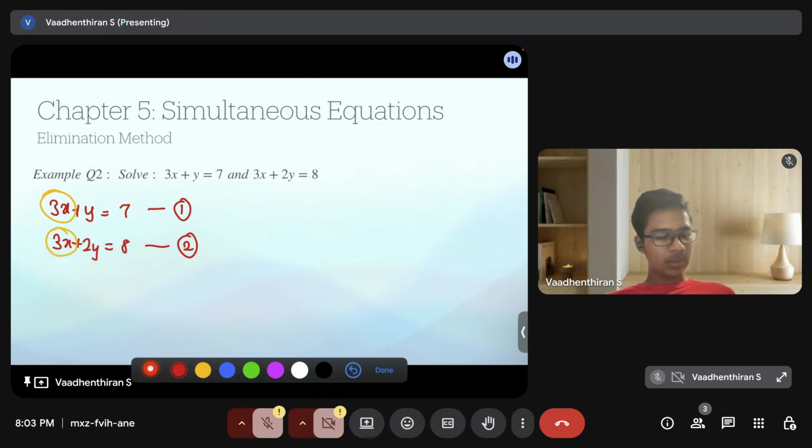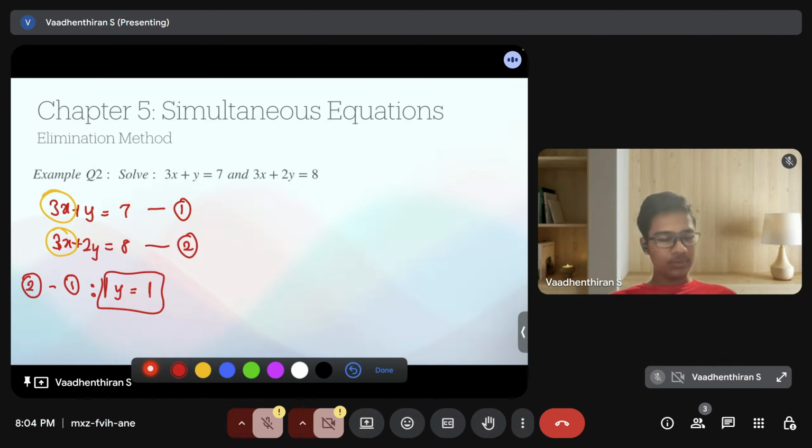So what you need to do is subtract the second equation from the first, or you can do it the other way around. I did this because 8 minus 7 gives a positive number, and it will be easier to calculate with positive integers. So when you do this, you cancel these two out. 3x minus 3x is 0, and 2y minus y will be y, which is equal to 1. After you find the value of one of the variables, you can substitute into any of the equations, either equation 1 or equation 2, to find the x value.